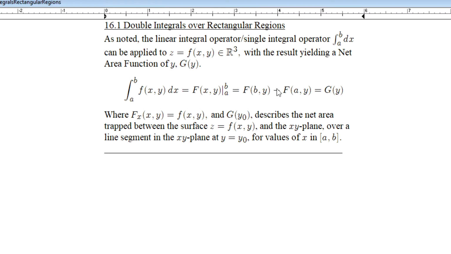This net area function g that we have as a result, when we evaluate it at y null, describes the net area trapped between the surface z equal to f of x comma y and the xy plane over a line segment in the xy plane at y equal to y null. This would be for values of x in this closed interval from a to b.